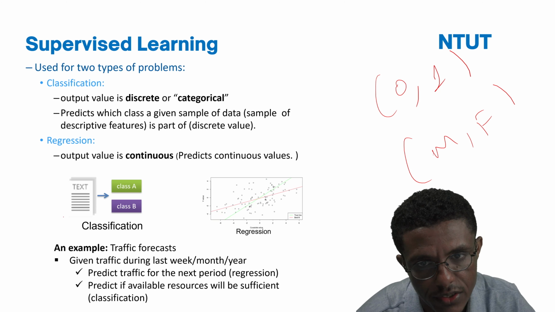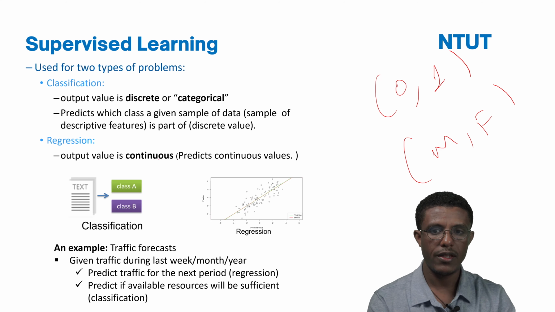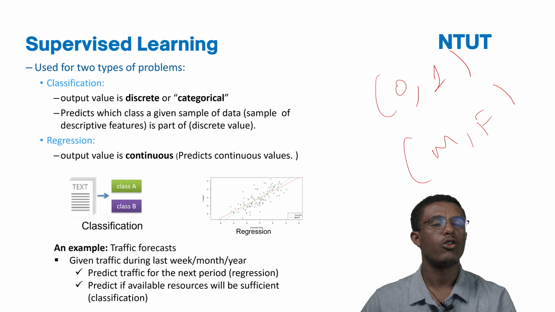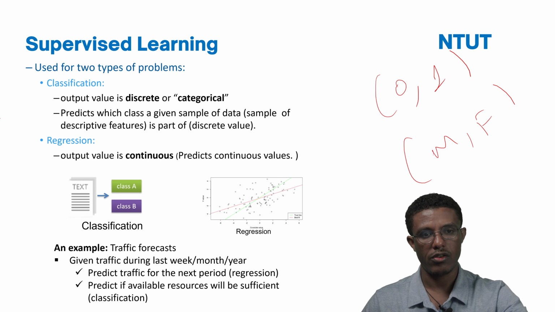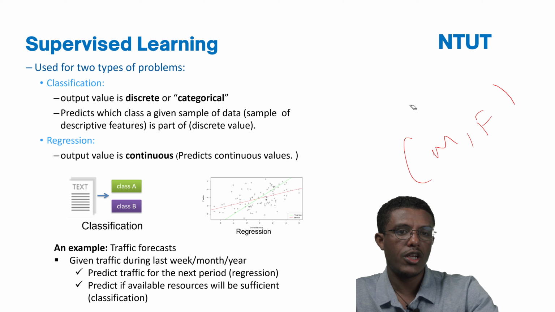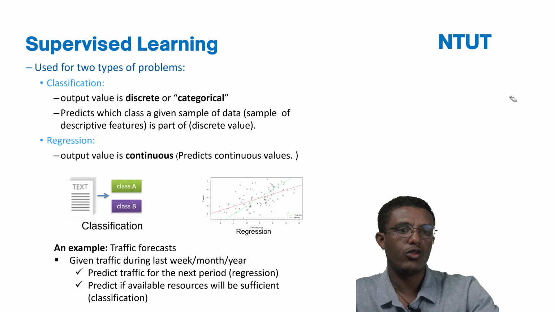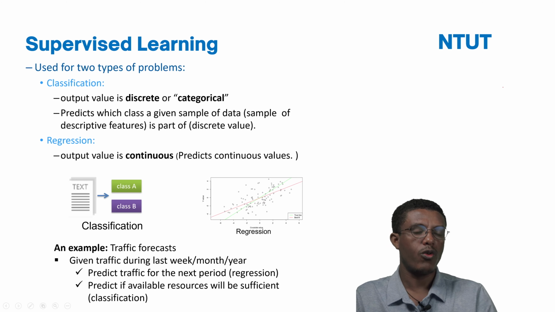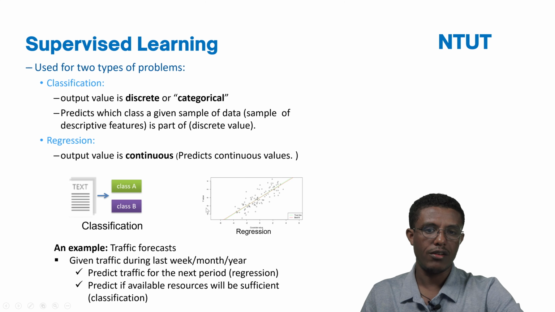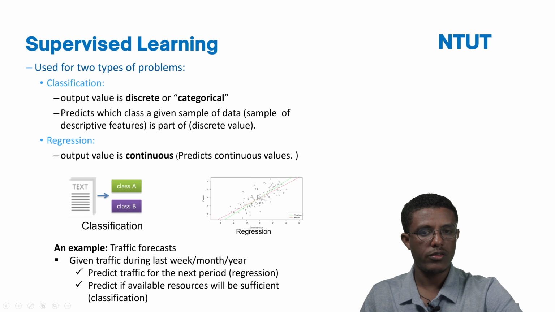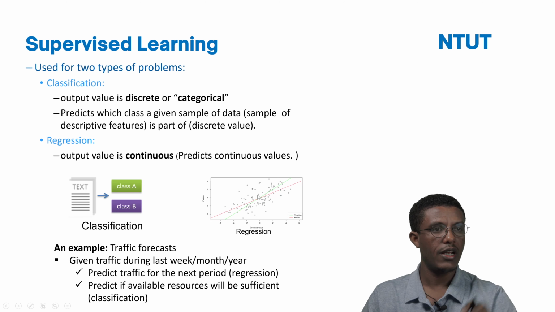The other problem, the second one, is regression. When we say regression, the output value is continuous. So we cannot determine it by specific numbers. The output value is not specific, it is a type of continuous. For example, in these regression examples as shown here, the value is continuous. At this point it is different, at that point it is different, so it varies. We cannot specifically assign one number.